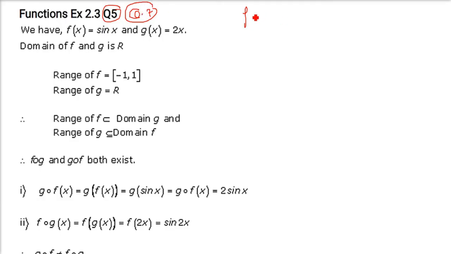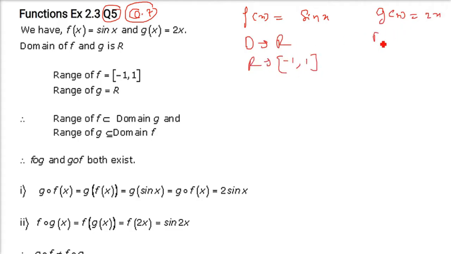Okay, so coming to the question, f(x) is sin x and g(x) is 2x. So the domain is all real numbers and the range is -1 to 1. We have already seen that sin x and cos x have this range. And the domain is real for 2x and the range is also real numbers. So this R is a subset of D. This is also R is a subset of D. So fog and gof both are defined.